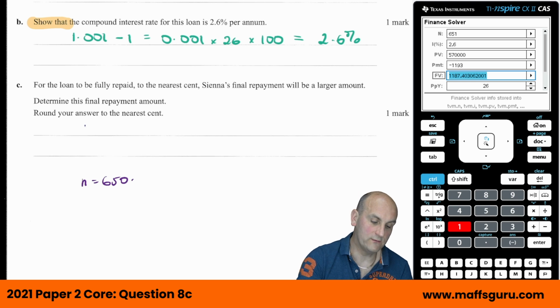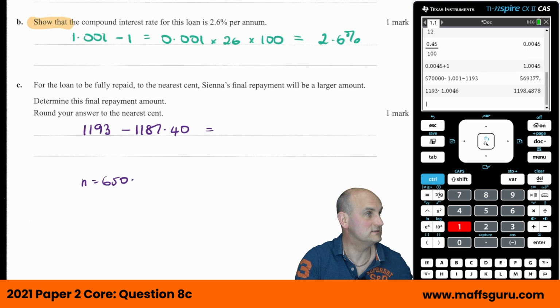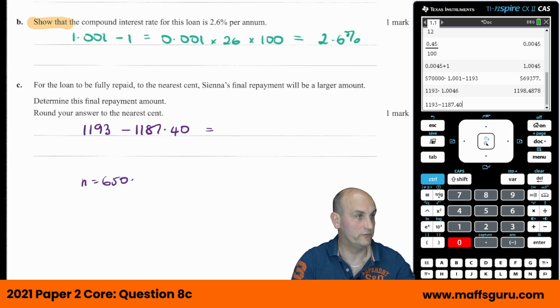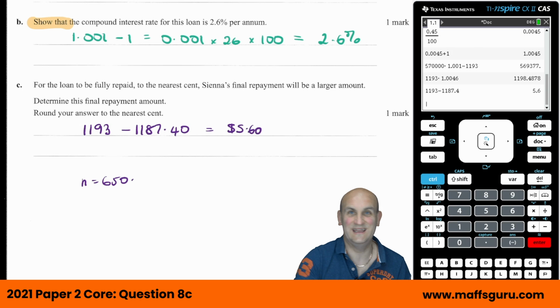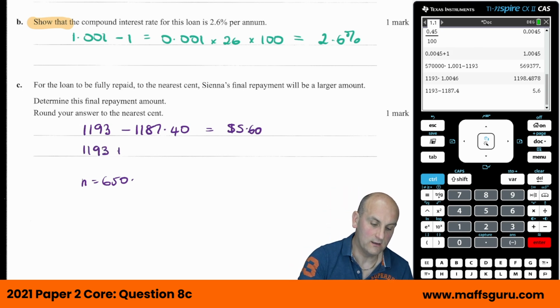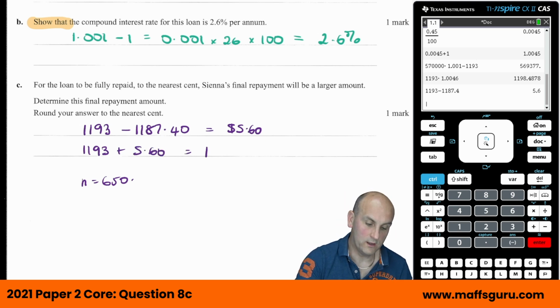So I then did the $1,193 minus 1187.40, which gave me, so escape out of that, 1193 minus 1187.40 gives me $5.60. So really that's the excess that she's going to have paid. So if I do 1193 plus $5.60, that gave me $1,198.60.